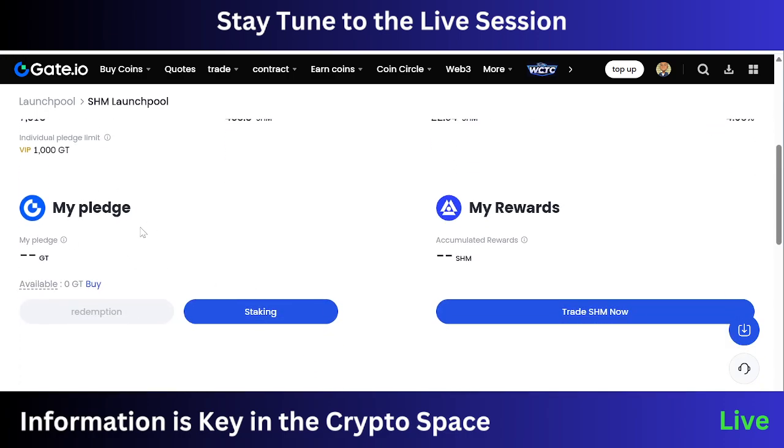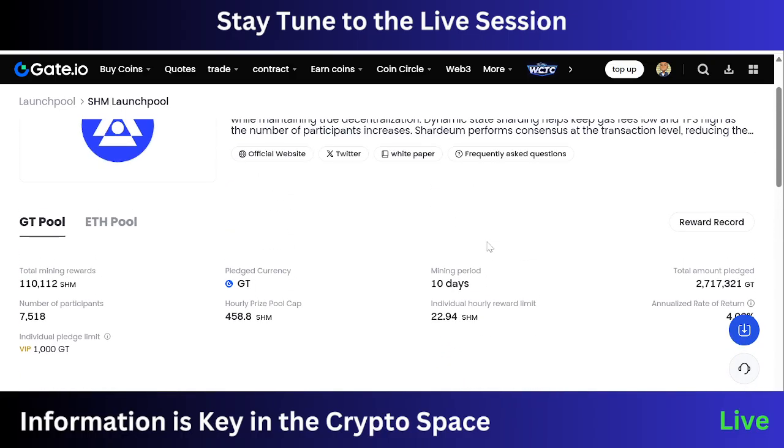And once you stake the GT token, if you don't have the GT, all you need to do is to buy the GT, which is the Gate token. And after buying, you can click on staking. Once you stake, this is where you will receive the reward. That's where you can see the accumulated reward, under My Reward. So that is for the GT pool.